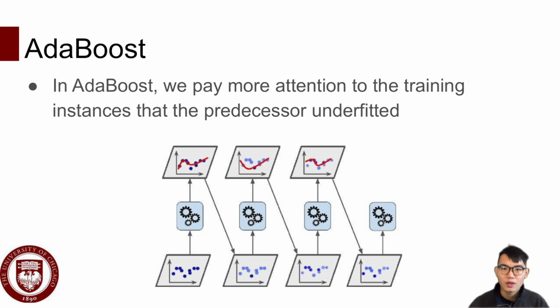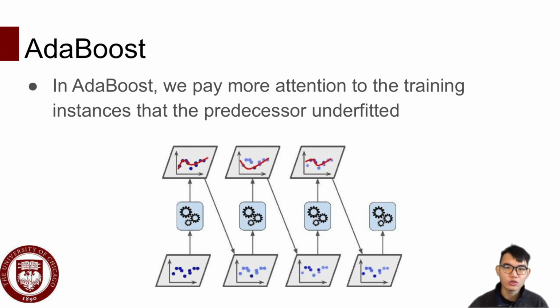For example, say we create a model represented by the red curve that fits the initial data. Next, the weights of the misclassified data points, as shown by the darker dots, are increased. A second model is fitted to the same data with the different weights. We repeat this process until we reach the maximum number of models or the data is perfectly fitted.